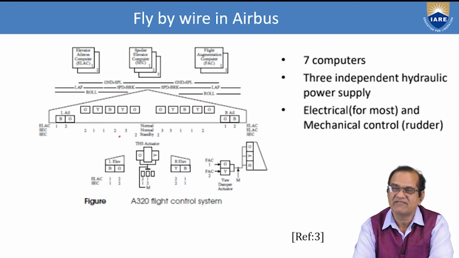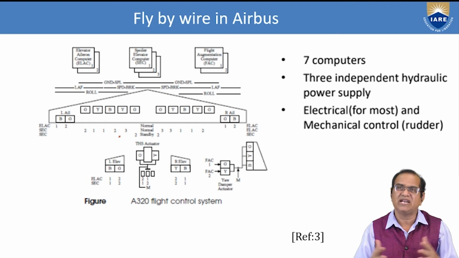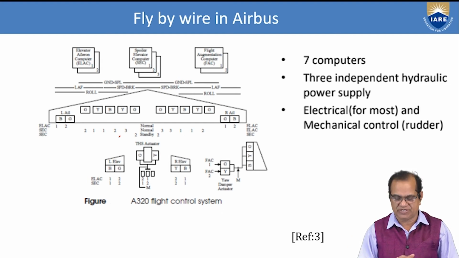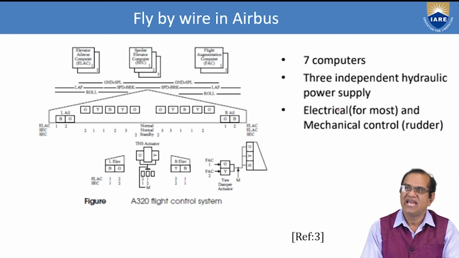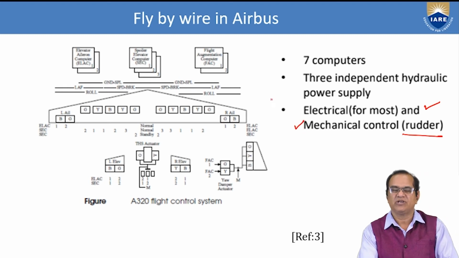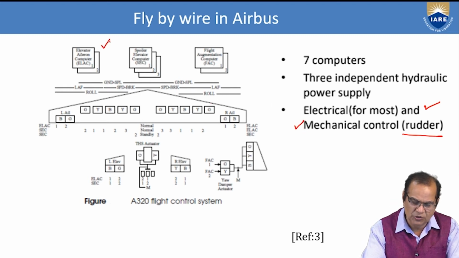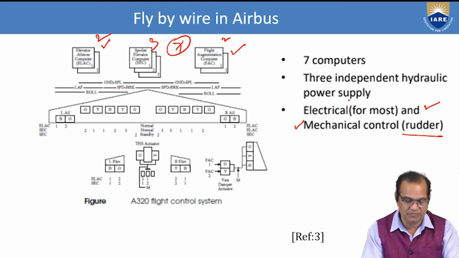These fly-by-wire control laws are applicable and applied to many aircraft, but here I am showing you one fly-by-wire system in Airbus. In Airbus, we have 7 computers, 3 independent hydraulic power supplies, electrical control for most surfaces, and mechanical control for the rudder. Most of the controls are electrically operated, but the rudder is mechanically operated. Initially, here we have 2 computers, 2, and here we have 3. 2, 2 and 3. We have 7 computers.